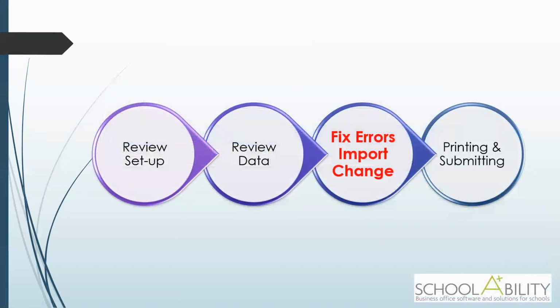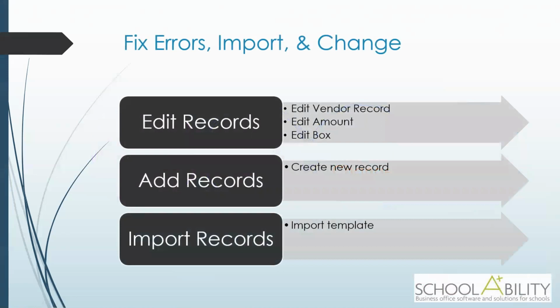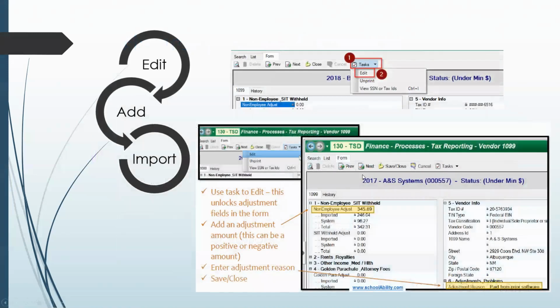Okay, so now we've reviewed data by looking at the different lists and sorting through that, as well as generating reports and identifying possible vendor problems. Now we're going to look at how to fix any errors that we've discovered. So some of the ways is we're going to want to edit the record, we may need to add, and we'll show you how to import. So the first step is we're going to look at modifying the vendor record. So let's go back to tax reporting in 1099 vendor.